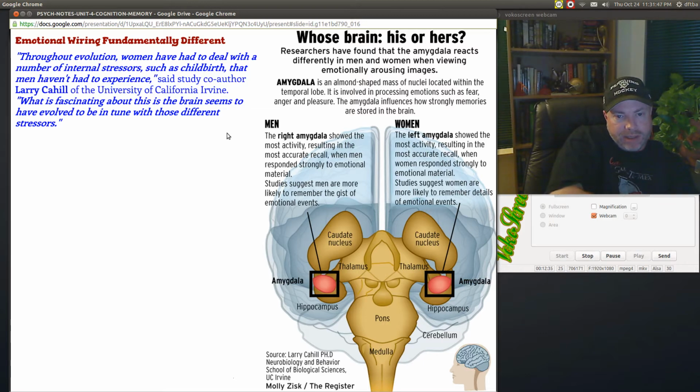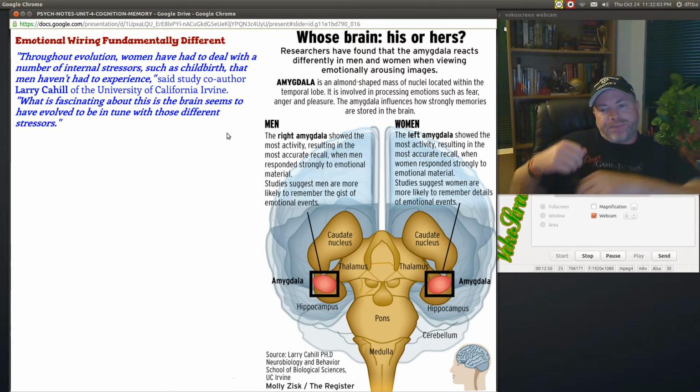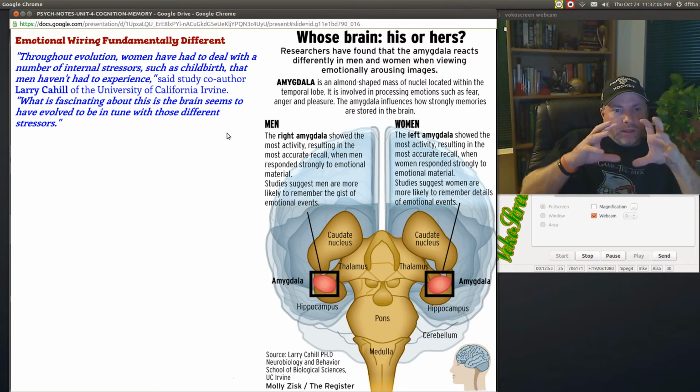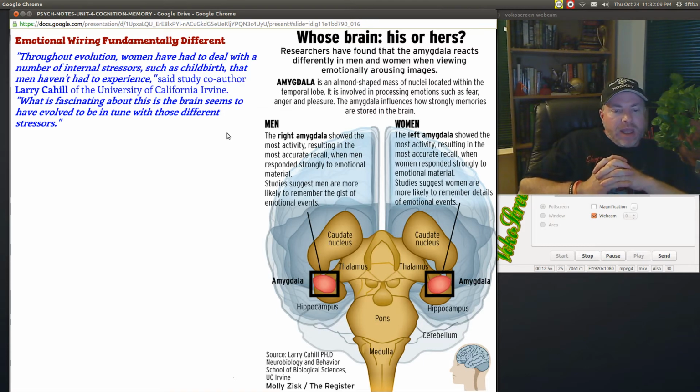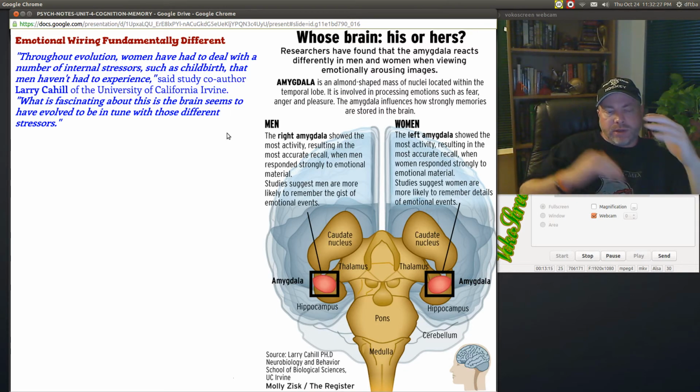Women, their left amygdala showed the most activity, resulting in the most accurate recall. And when women responded strongly to emotional material, they're more likely to remember details of emotional events. So very interesting. I always think of it this way: if you're a typical man and woman, and it matches the study that Cahill's done here. If a man and wife are in an accident, the man is maybe going to be able to describe the speed he was going, was there a red light, how many cars were there, and these factual things happen and give you a run through of, well, there's an accident because he didn't do this or he didn't do that. They're going to give you the gist of the emotional events.